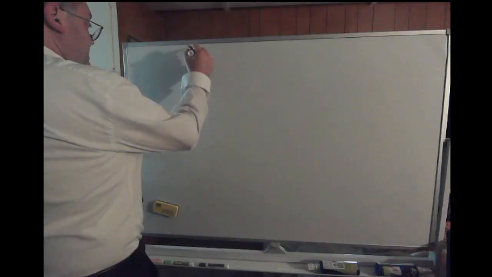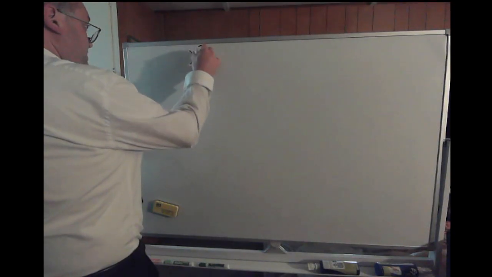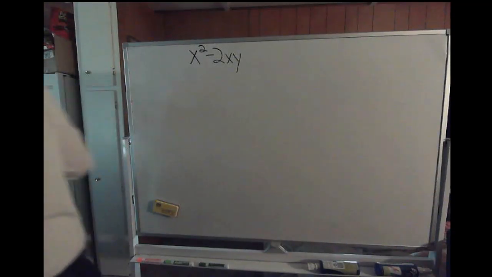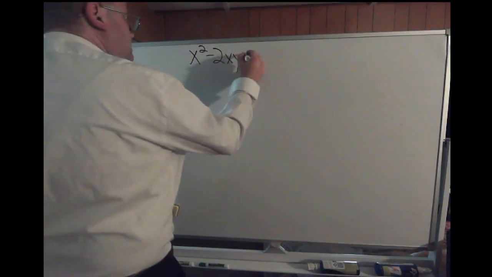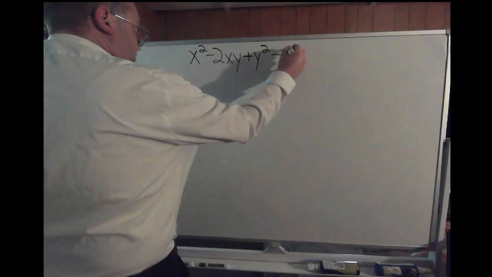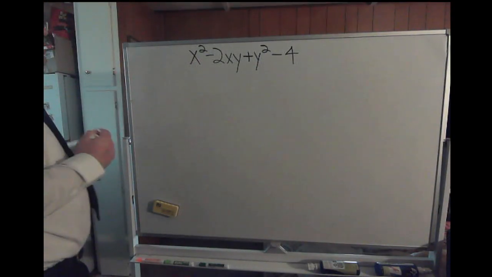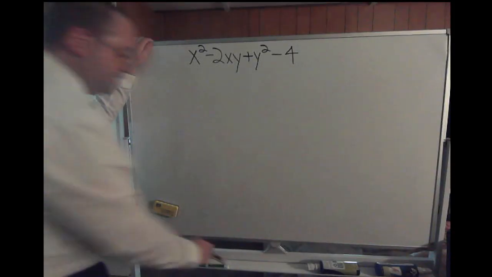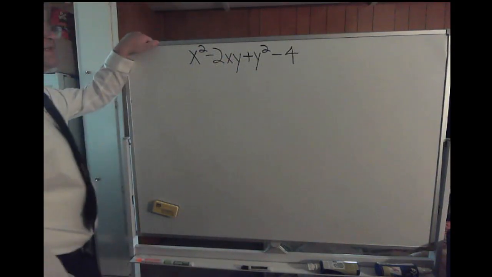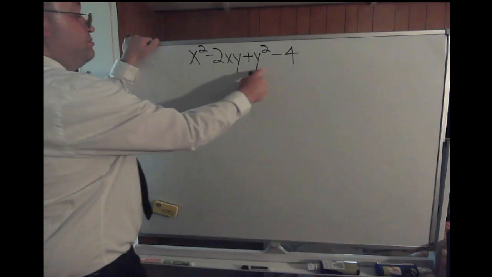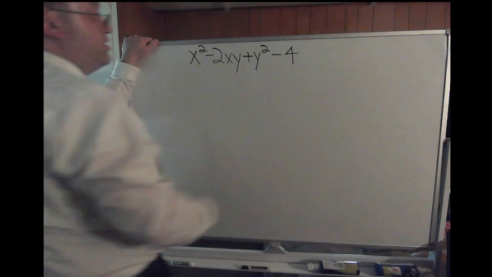Alright, let's see. We've got x squared minus 2xy plus y squared minus 4. Alright. So looking at this, it's a similar problem to the last one. You've got x squared minus 2xy plus y squared minus 4.